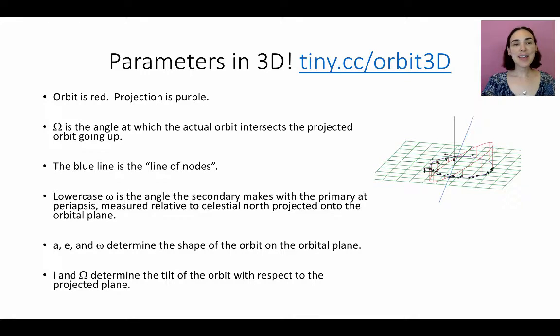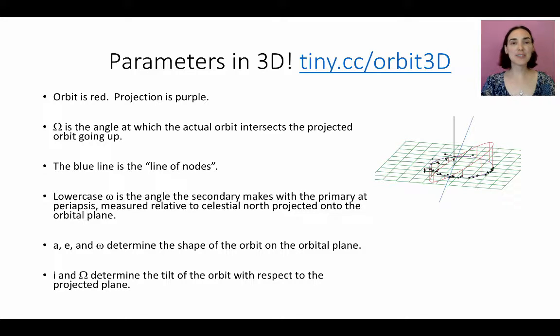The actual orbit of the secondary is in red, and its projection onto our plane of sight is purple. And this capital omega is actually the angle at which the actual orbit and the projected orbit intersect when the secondary is going up. It's called the longitude of the ascending node. And this blue line is the line of nodes. It's where those two planes intersect. And so sliding it around in 3D really helped me to get a better sense for what exactly that parameter was.